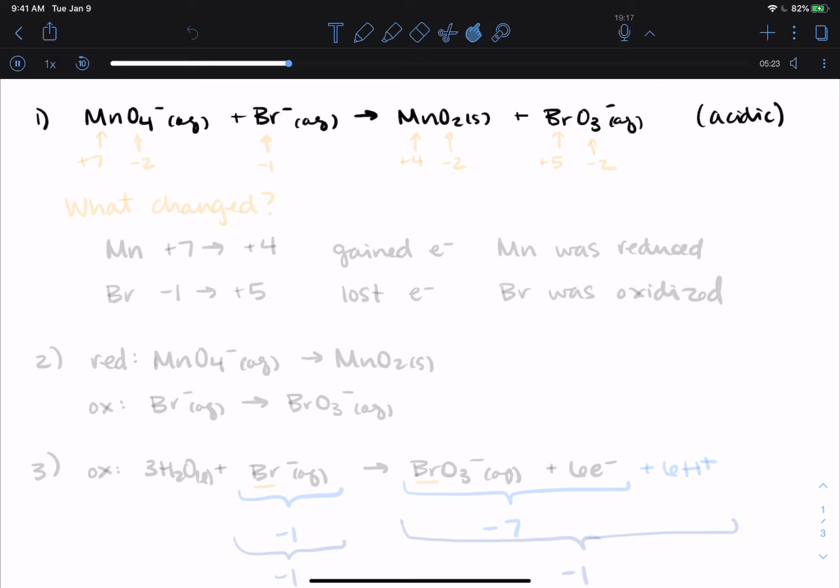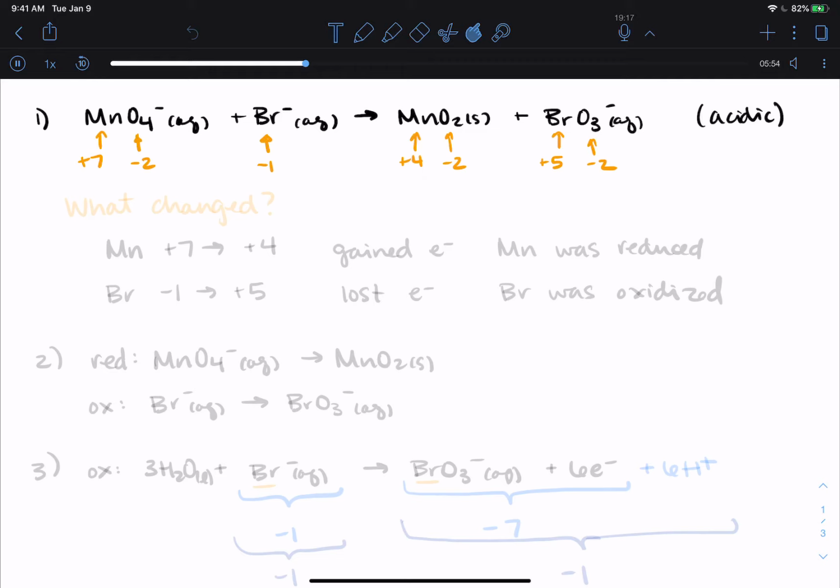So manganese in MnO4 minus is +7. Each oxygen is a -2. This bromine is a -1. In MnO2, manganese is now a +4. Oxygen is still a -2. Br in BrO3 minus is a +5. And oxygen is a -2.